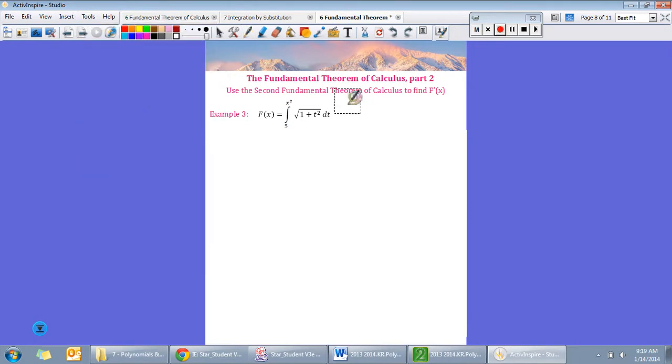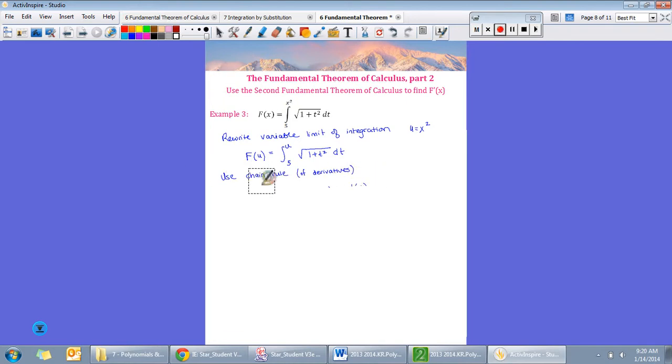Okay. So this function, when you have something other than just an x at the top, we have to do something special. We have to rewrite the integral in terms of just a variable like x, but instead of just using x, we already have x squared, so it's going to be u. U equals x squared. So if we write F of u equals the integral from 5 to u of the same function, now we can use the chain rule of derivatives to take the derivative.